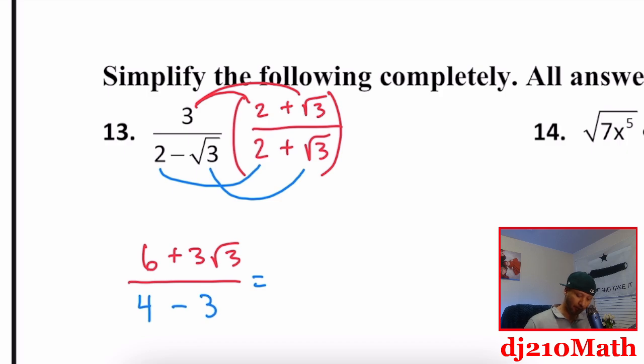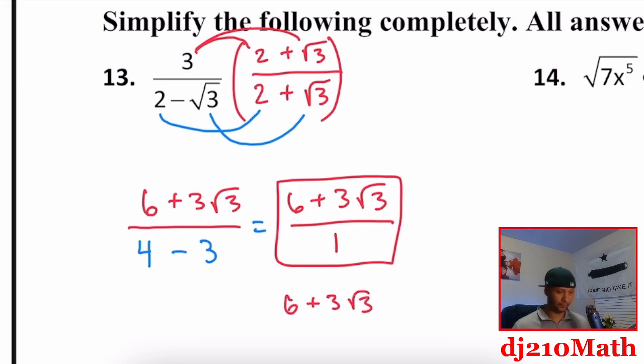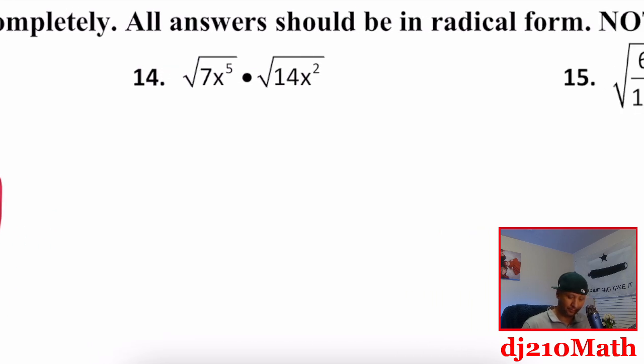All right. Simplifying, we get 6 plus 3 root 3 over 4 minus 3, which is 1. That's nice. Because that's basically it, right? I mean, you don't necessarily ever write over 1. So this is really this. If it was multiple choice, you'd probably see this answer: 6 plus 3 root 3. All right, 14. Okay.